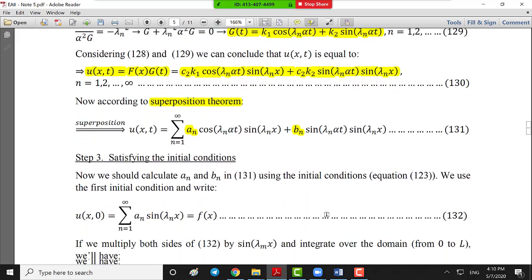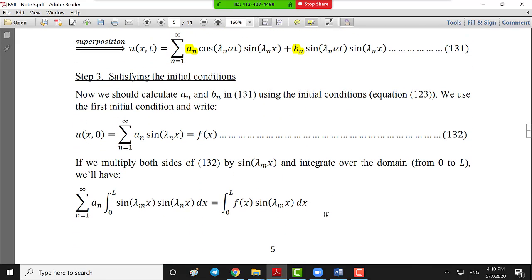Now, knowing that u of x and t is equal to this, we should calculate an and bn using the initial conditions. We use the first initial condition and write u at x and 0, which is equal to sigma n from 1 to infinity an sine of lambda n x equal to f of x, right? Why is this true? Because if you put in 0 instead of t into equation 131, these cosine terms are going to turn into 1, right?